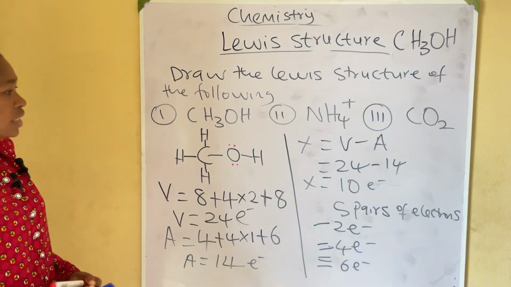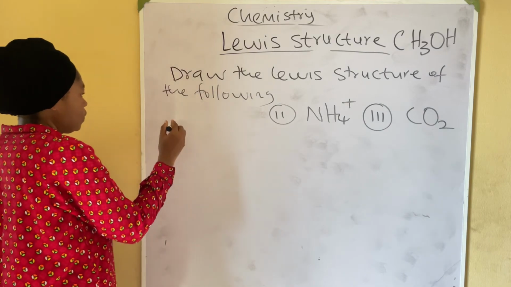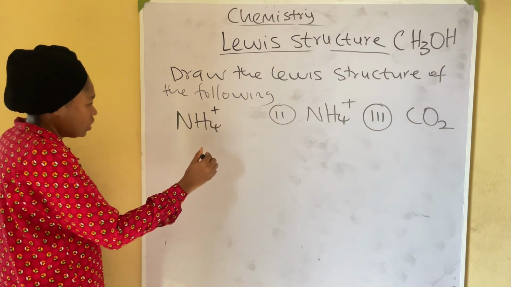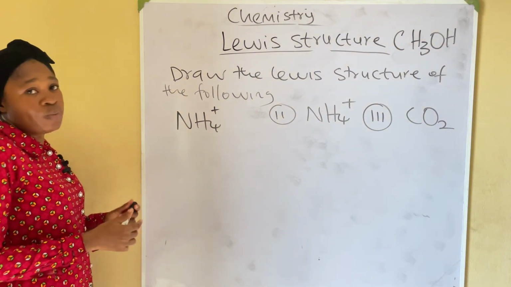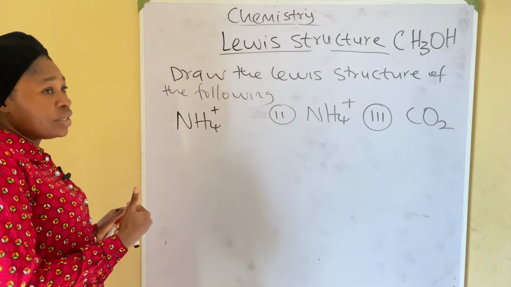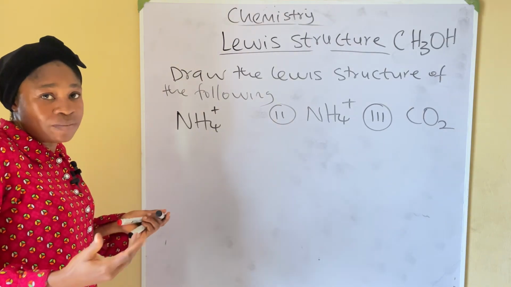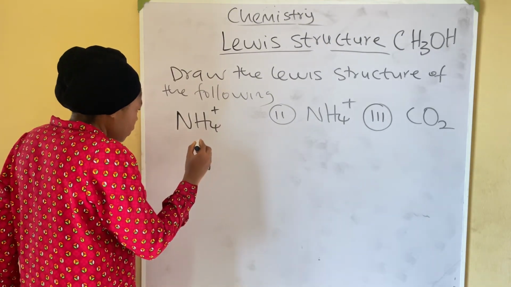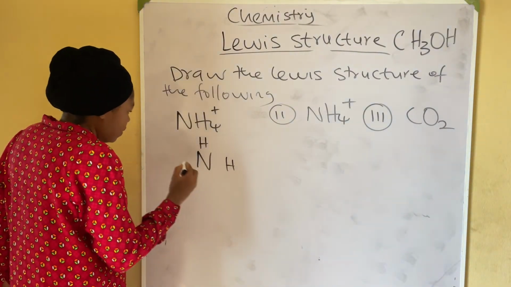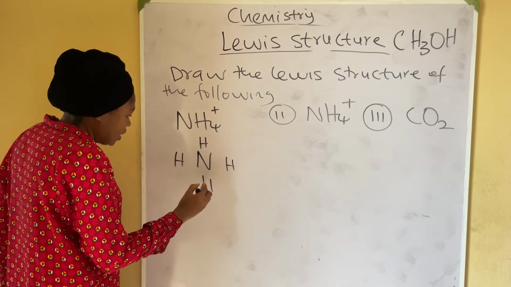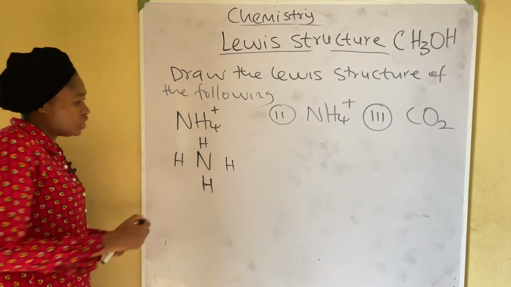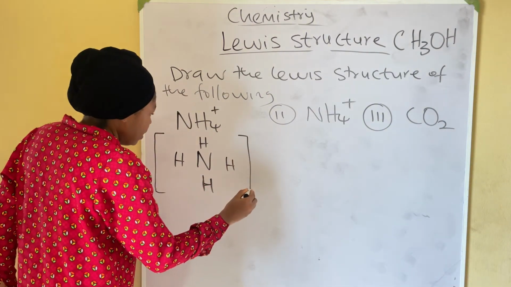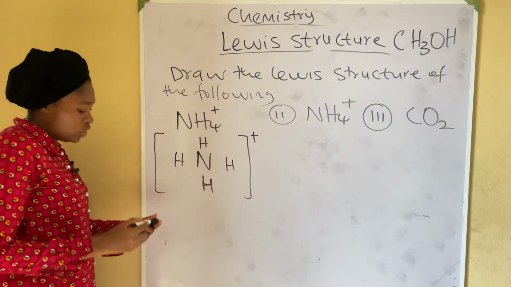Let's look at number 2 example. So just get the skeleton. Remember, the central atom will be what? The least electronegative element apart from hydrogen. So there are only nitrogen and hydrogen. Of course, nitrogen will be the central element. So this is the skeleton of the species, with nitrogen being the central atom. So for anyone that is charged, you use what? The charge will be outside the square bracket.